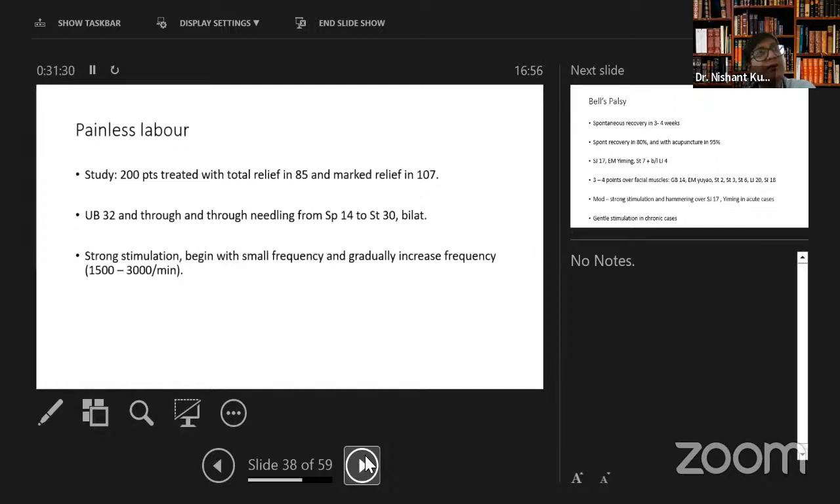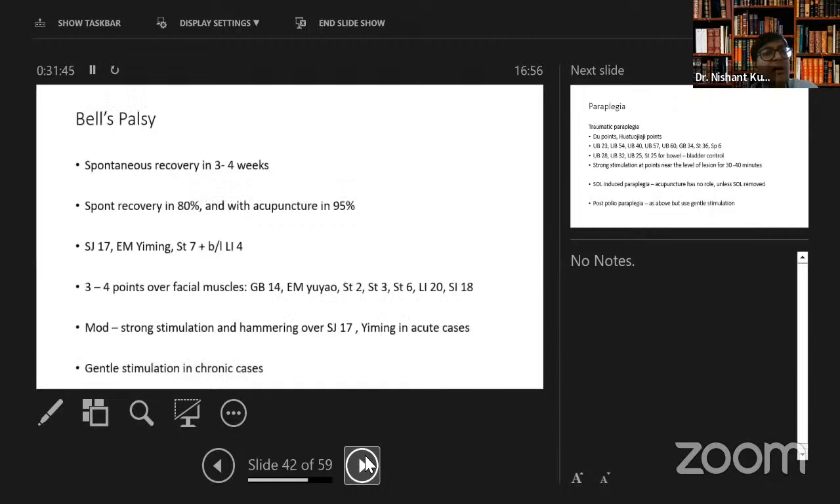Where is stomach 30? And spleen 14. So you do through-and-through needling through these 2 points. Okay, for painless labor. Bell's palsy: spontaneous recovery in 3 to 4 weeks.